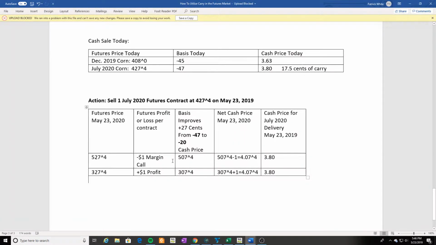You might not get the highest price, and you're totally subject to margin calls. You'd have to make margin calls if we did further rally than 427.5 in July. But you know what? 407.5 corn at the end of the day is going to keep you in business for the next year. So it's going to keep your banker happy.